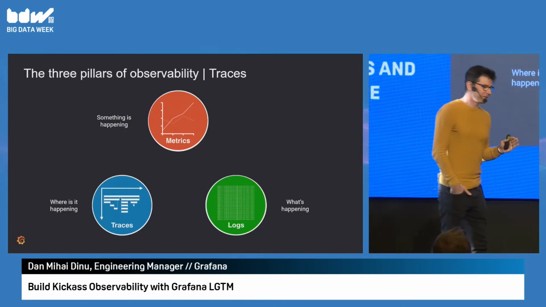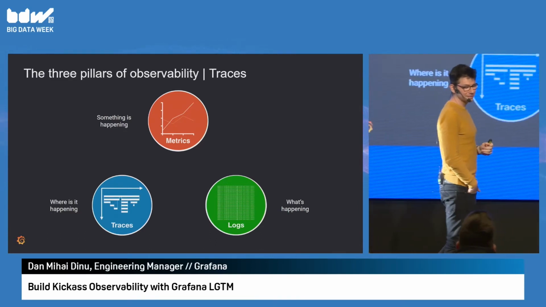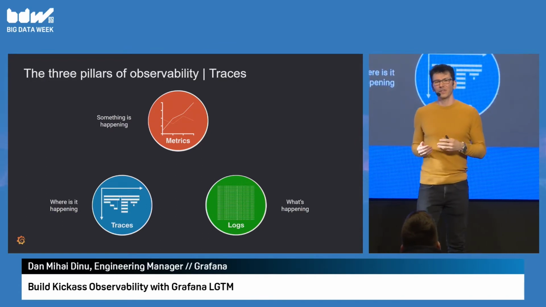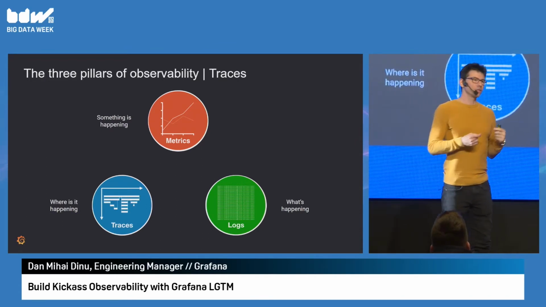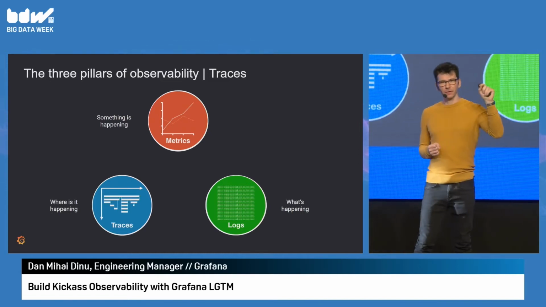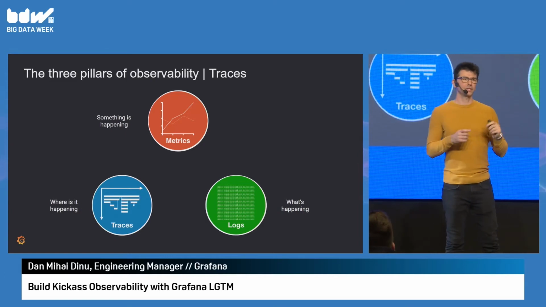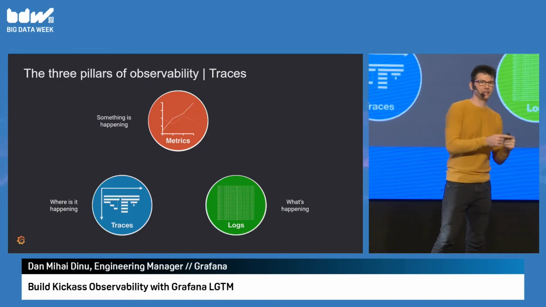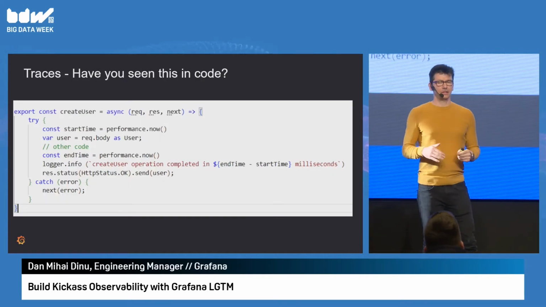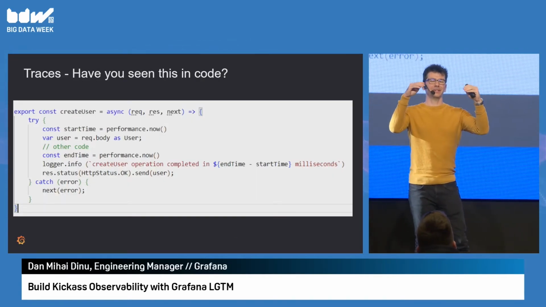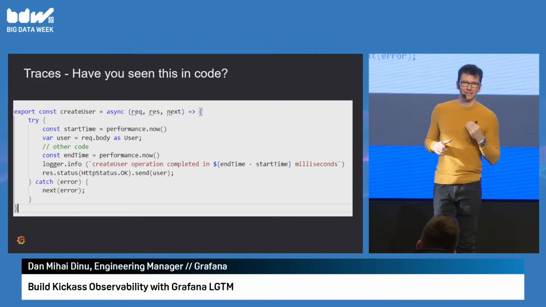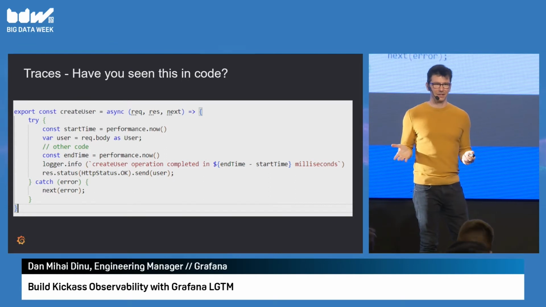The third pillar, traces. Traces show you where that something is happening. With traces, you can see the whole life cycle of your request flowing through your system. So you can see each step, how long it takes, and what's happening in there. And in code, it usually looks like this. So you start the timer, you execute the code, you stop the timer, and then you log that, hey, this operation took this amount of milliseconds.